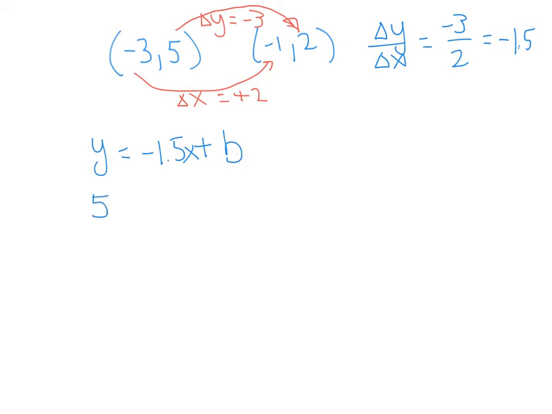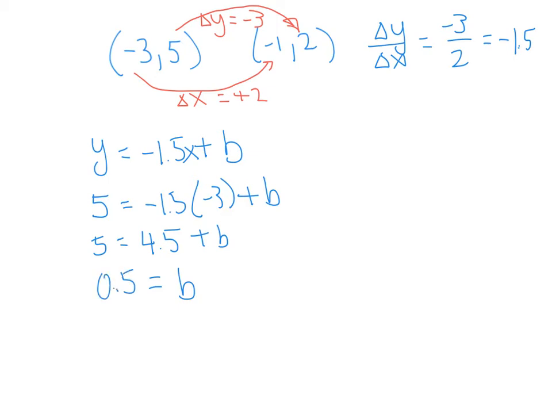So we'll plug in 5 for y equals -1.5 times -3 plus b, and we'll simply solve for b. So 5 equals, and -3 times -1.5 is positive 4.5 plus b, and therefore b must be 0.5. It'll be a half. So we can double check if that works by using the equation y equals -1.5x plus 0.5. We think this is the equation now.